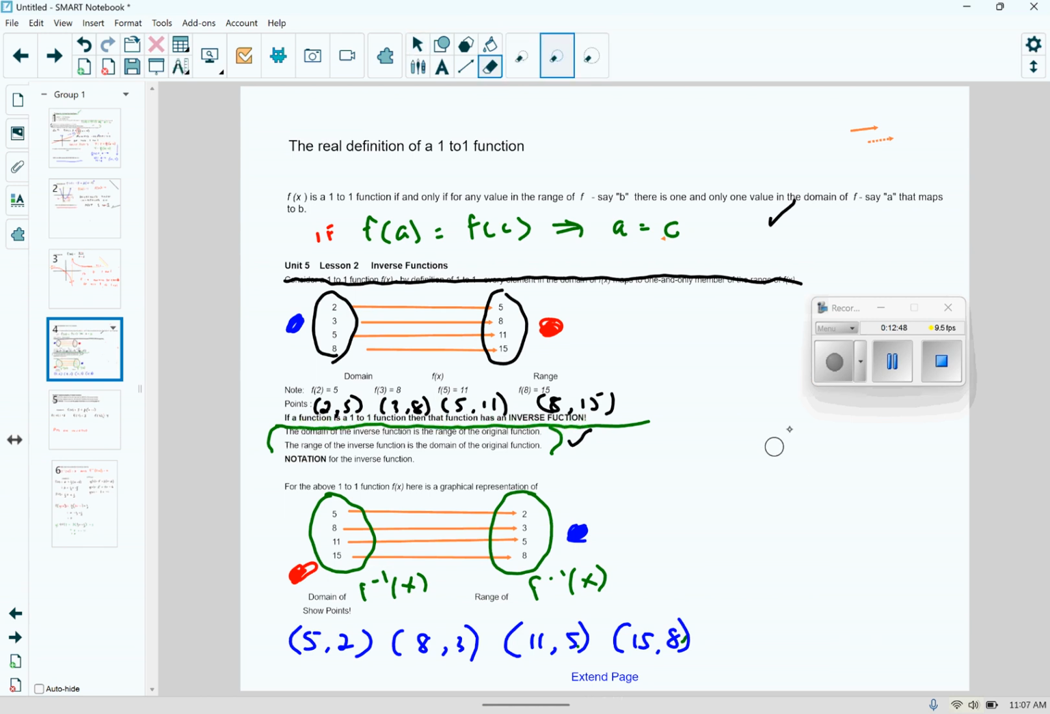So let's go to the next page. And it's easy to find the inverse of a map. You can just flip the points. Okay. So here we go.